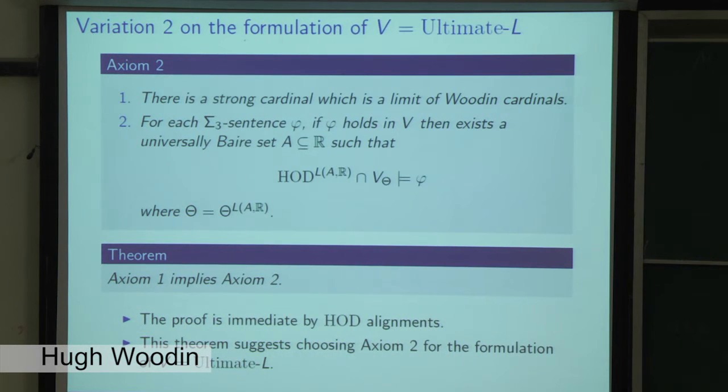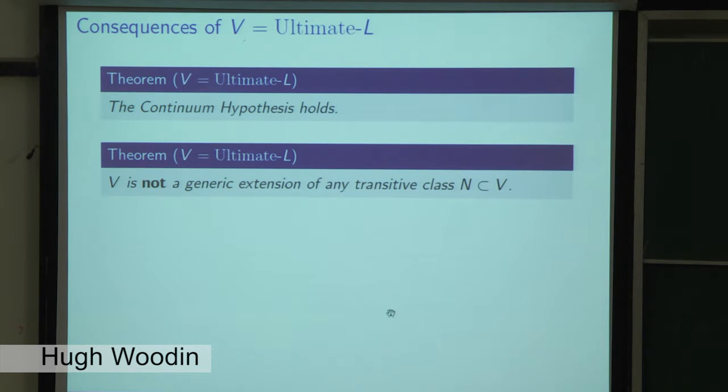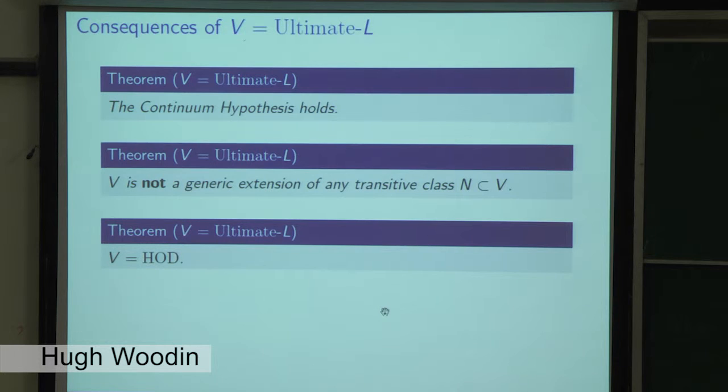So what are some consequences of V is ultimate L, now just using AD+? Well, you have CH. This ties into what Ralph was talking about and connects with what he was doing, actually. If V is ultimate L, you can prove V is not a generic extension. It's its own mantle. Okay? You can also prove V is equal to HOD from V is ultimate L.